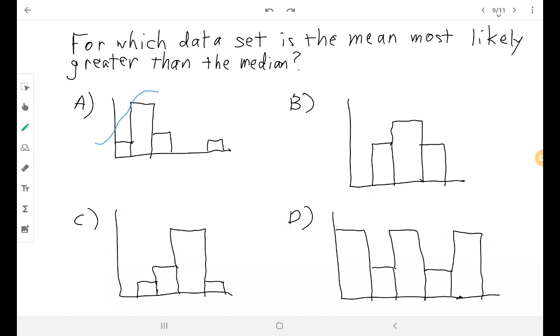In A, the median is going to be somewhere here, and the mean is going to be here, meaning that the mean is greater than the median, and that's what we want, right? For which data set is the mean most likely greater than the median? So it's probably A, but let's look. Here's the mean. The median should be there. The mean should be less than the median there. So we are going to say it's A for this one.